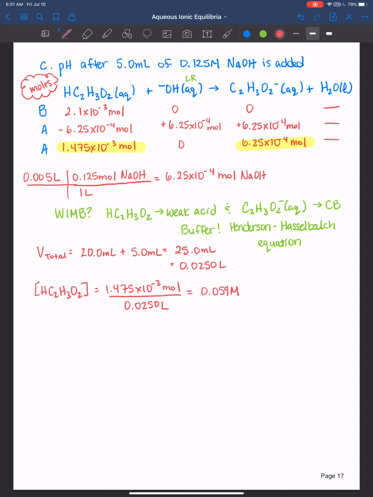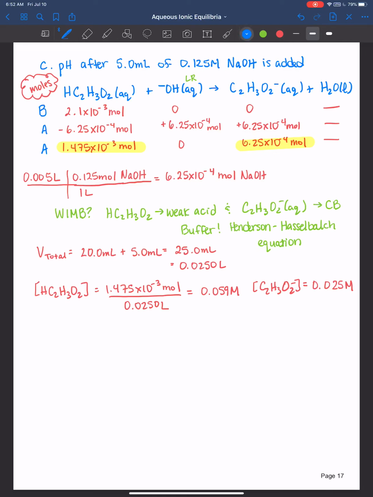You do the same thing for the conjugate base. So you take 6.25 times 10 to the negative fourth moles divided by the total volume. So always be careful with that. Use the total volume so you get the correct answer. And in this case here, the acetate concentration after the addition of the base is equal to 0.025 molar.